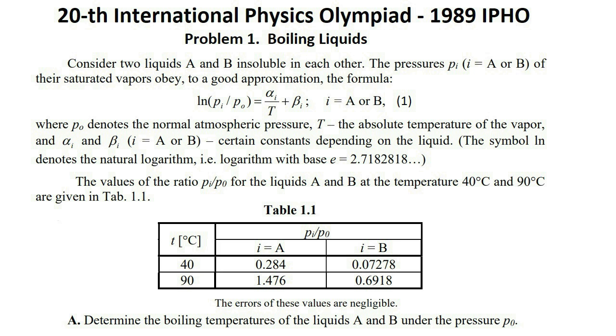Where P0 denotes the normal atmospheric pressure, T the absolute temperature of the vapor, and alpha i and beta i, i equal A or B, certain constants depending on the liquid. The symbol ln denotes the natural logarithm, that is logarithm with base e equals 2.7182818. The values of the ratio Pi over P0 for the liquids A and B at the temperature 40 degrees Celsius and 90 degrees Celsius are given in Table 1.1. Question A. Determine the boiling temperatures of the liquids A and B under the pressure P0.